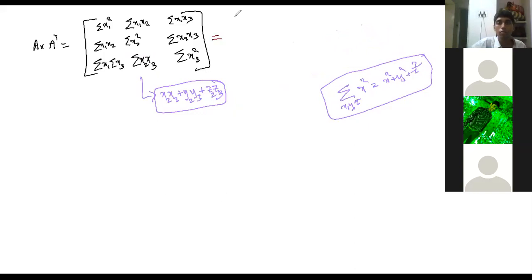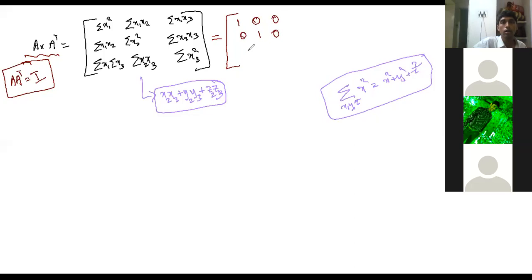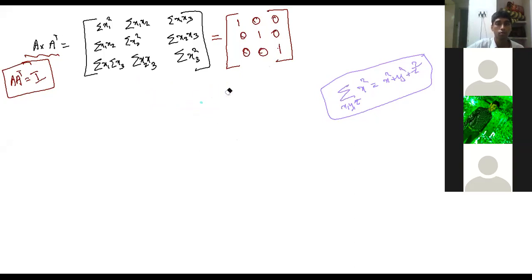So what is this equal to? If this is an orthogonal matrix, what do you mean by orthogonal matrix? A into A transpose should be equal to I. So that means this whole matrix should be equal to 1 0 0, 0 1 0 and 0 0 1. Right? When are two matrices equal? When the corresponding elements are equal.